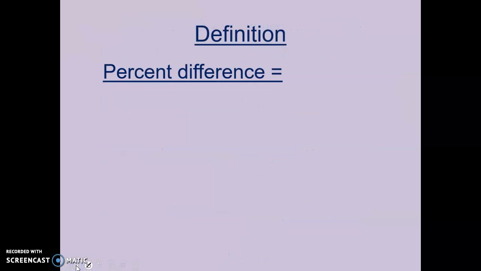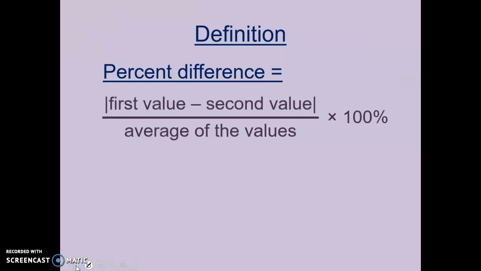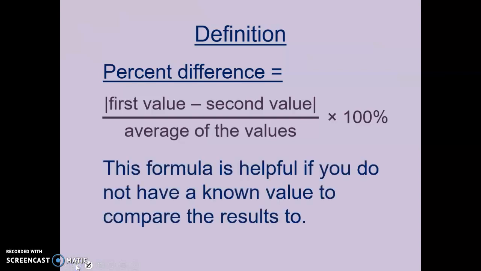Another definition that we need to know is percent difference. Percent difference will help us find the difference between two different things. So we're going to take our first value minus our second value, divide it by the average of the values, or add the values and divide by 2, and multiply that by 100. This formula is helpful if you don't have a known value to compare the results to. Maybe we're doing an experiment involving something that we don't already know, and we do this experiment a couple of different times to find out the difference in our results between each time.